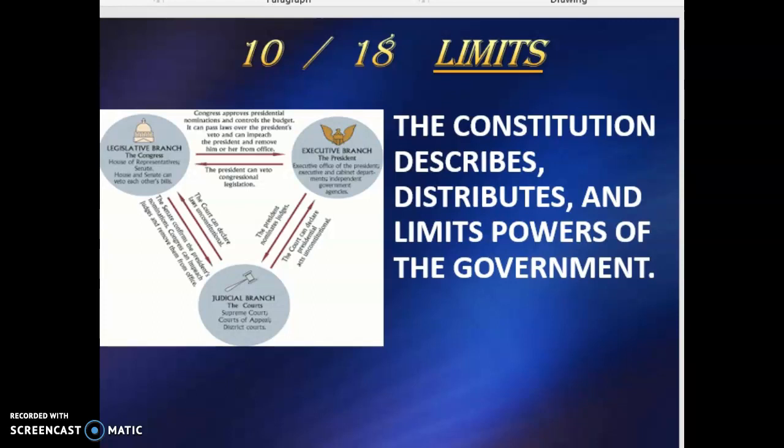Number 10, limits. The Constitution describes, distributes, and limits powers of the government. The federal government is divided into 3 branches: the legislative branch, which is Congress, the executive branch, which is the President, and the judicial branch, which is the Supreme Court. They all have powers, but they also have limits. We do not want one of these 3 branches having more power than the other 2. So they all have limits to maintain a balance of power.